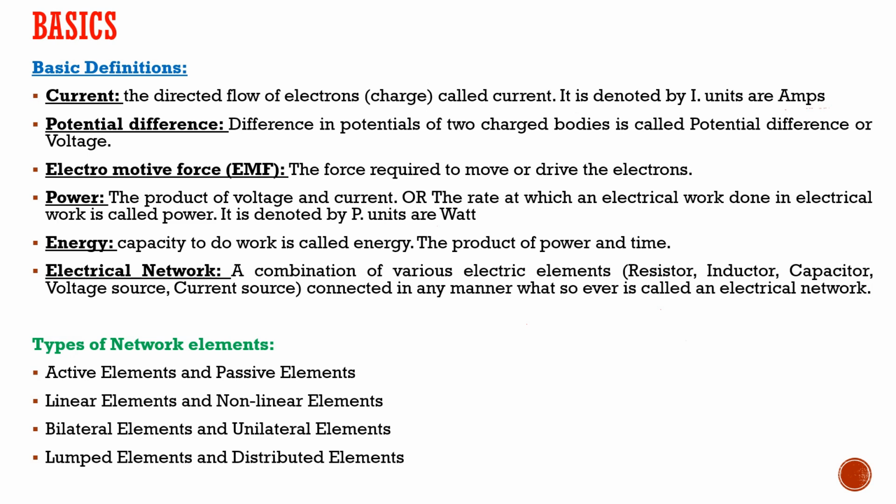Coming to the first one, active and passive. Generally, this is a very important classification. For our basic knowledge, we will see only active and passive. In later parts, we will see what is linear, what is non-linear, bilateral, unilateral, lumped, and distributed networks. So we will see active and passive elements now.